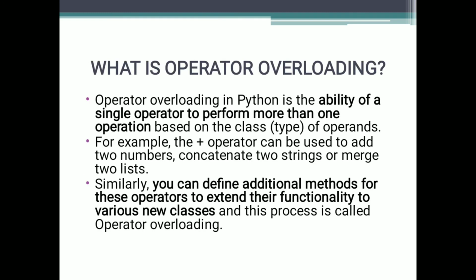Finally, let's discuss what is operator overloading in Python. Operator overloading in Python is the ability of a single operator to perform more than one operation based on the class of operands. For example, the plus operator can be used to add two numbers, concatenate two strings, or merge two lists. Similarly, you can define additional methods for these operators to extend their functionality to various new classes, and this process is called operator overloading.